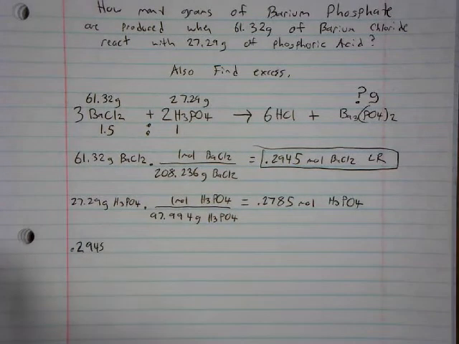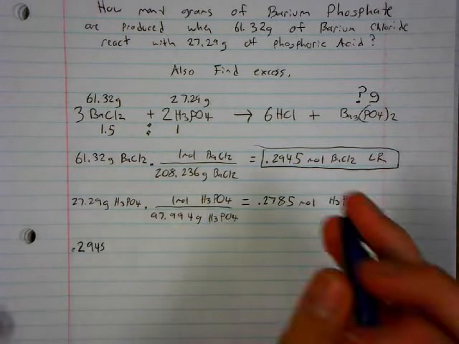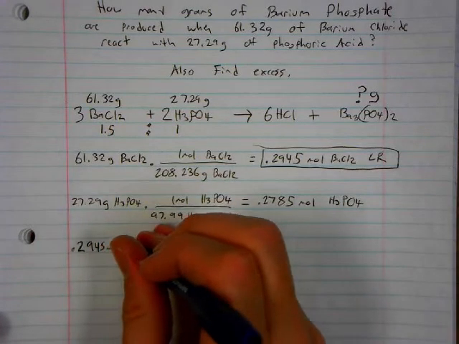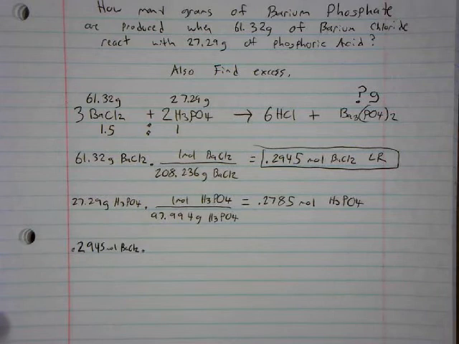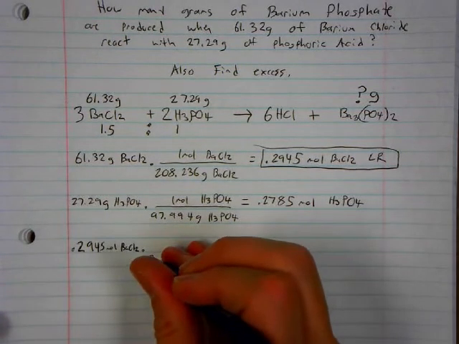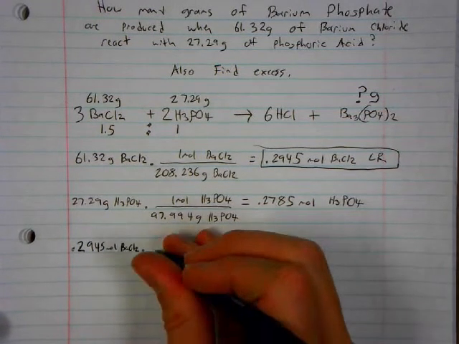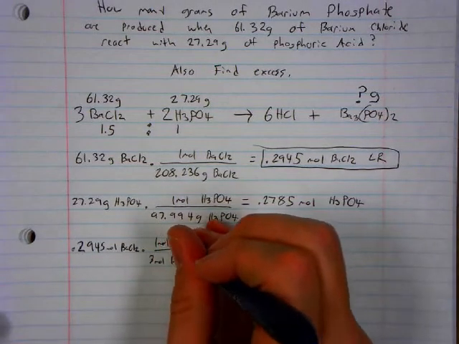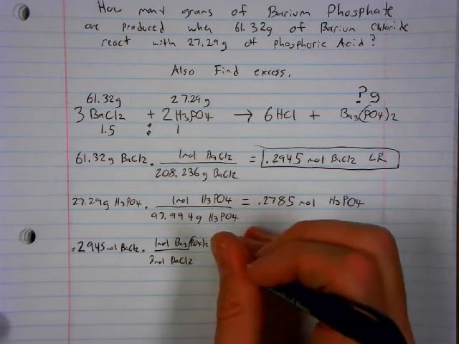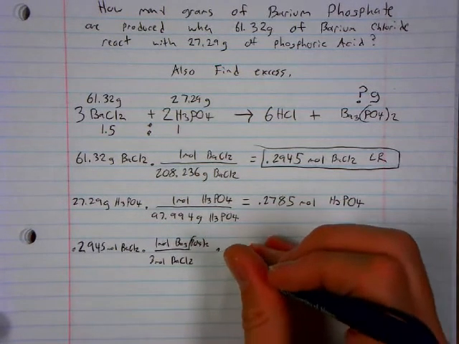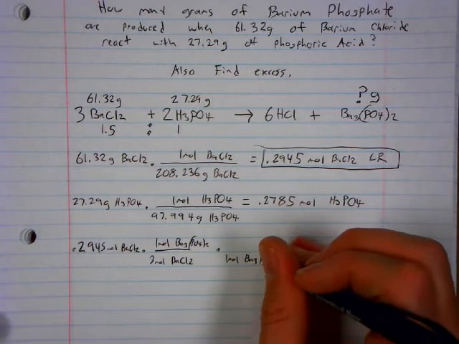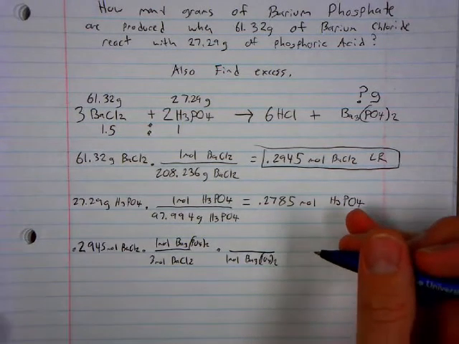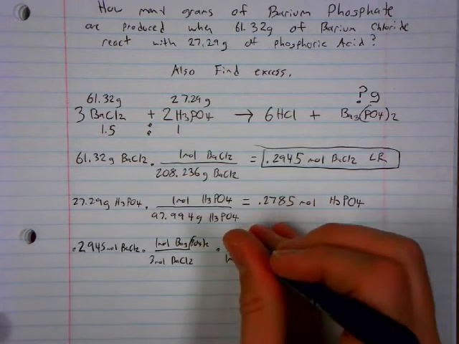So I'm going to take my 0.2945 moles of BaCl2. Go to my stoich step immediately. I have 3 moles of BaCl2 is to 1 mole of Ba3(PO4)2, and the molar mass of that, 1 mole of Ba3(PO4)2 is 601? Yeah, that's what I got.